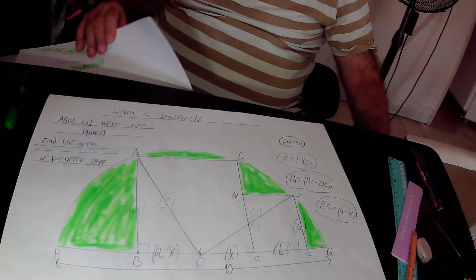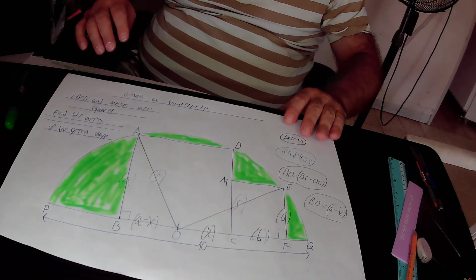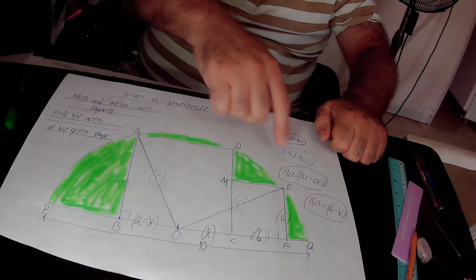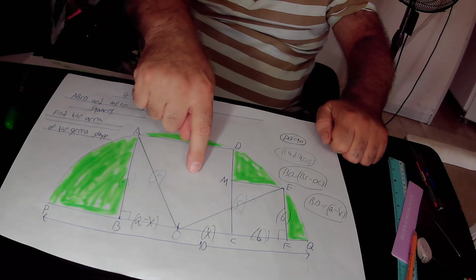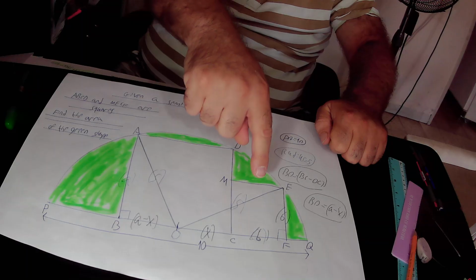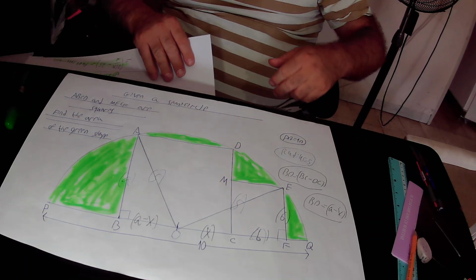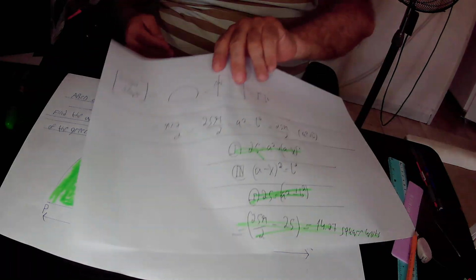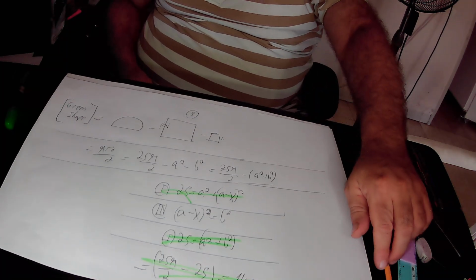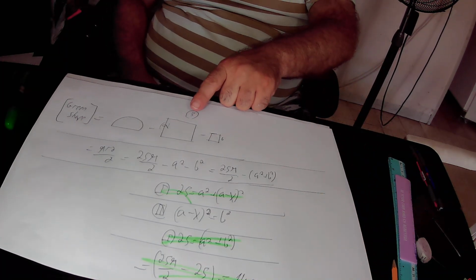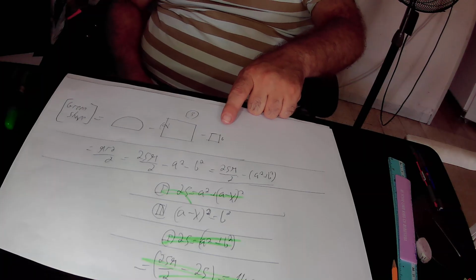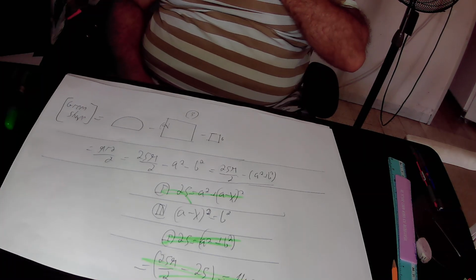From the drawing, it is very easy to see that the area of the green shape in total equals the area of the semicircle minus the area of the big square BCD minus the area of the small square MEFC. Repeat again. The area of the green shape in total equals the area of the semicircle minus the area of the big square BCD minus the area of the small square MEFC.